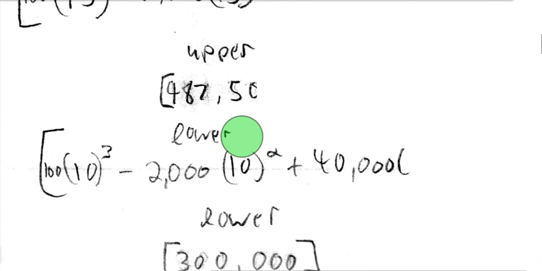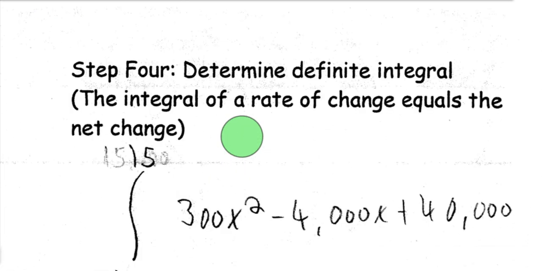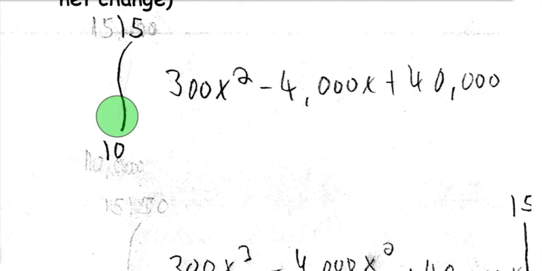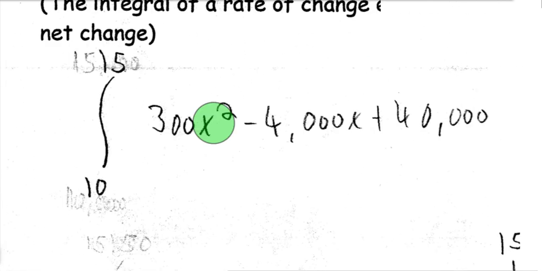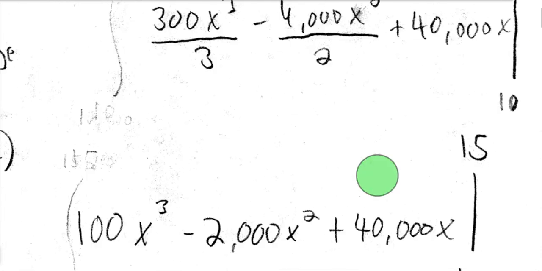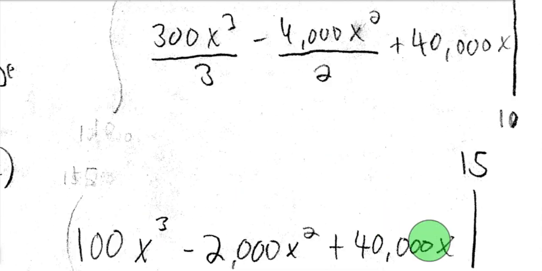Okay, let's go to step 4. By the way, this is actually a simple lesson. We're doing these steps, but in reality, you're just integrating a rate function and finding its definite integral to get the net change. Step 4 is to determine the definite integral. The integral of the rate of change equals net change. So we're just going to find the antiderivative of this and then plug in 15 and 10. You're going to be using the reverse power rule for integration, or antiderivatives. The antiderivative ends up being 100x cubed minus 2,000x squared plus 40,000x.